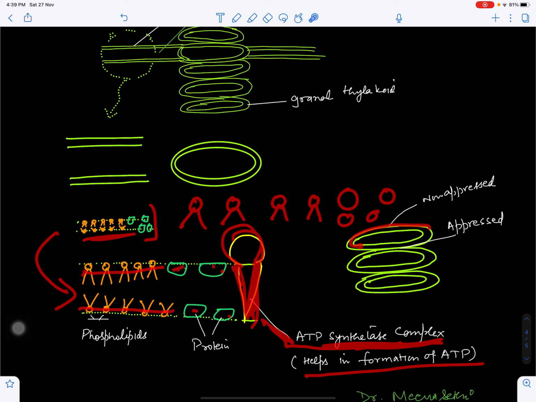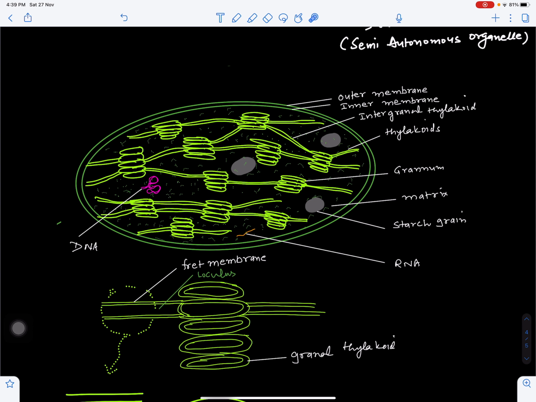We can see here these are granum thylakoids, right? Now the granum thylakoids which are appressed, this part is appressed, this part is appressed, which are piled upon each other, and this part which is facing toward the outer side is non-appressed. Like we can see here, this part is non-appressed and this part is appressed. So this is all about the structure of chloroplast.